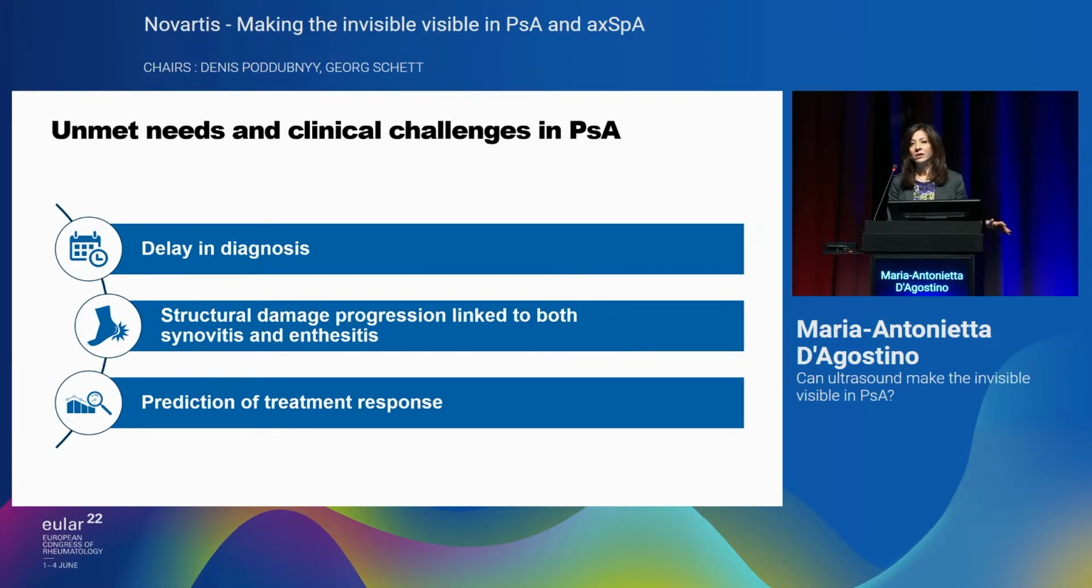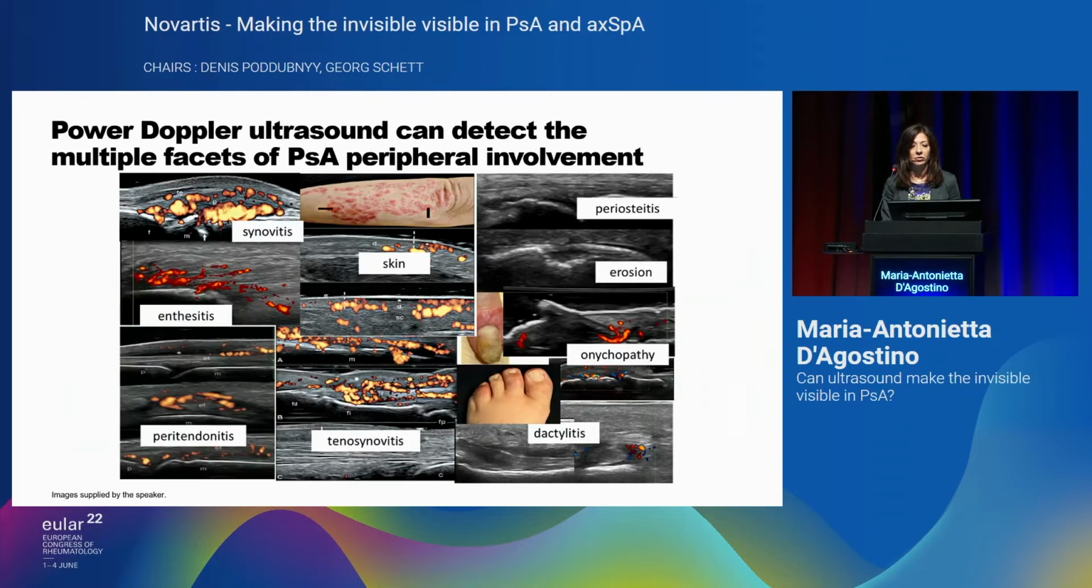We have heard that the most important unmet needs and challenges that we face every day in psoriatic arthritis, and I will speak now about psoriatic arthritis, is the delay in diagnosis, which is as important as it is in axial spondyloarthritis. We also know from different clinical and ultrasound studies that peripheral structural progression is linked to synovitis and enthesitis. And when we have patients with psoriatic arthritis, which can be characterized by different phenotypes, we always want to know the prediction of response to a treatment.